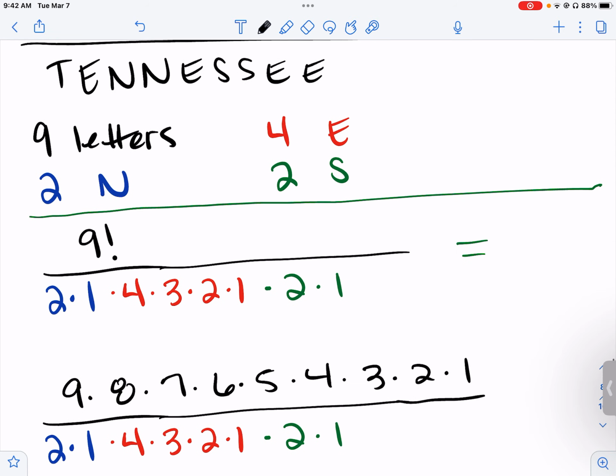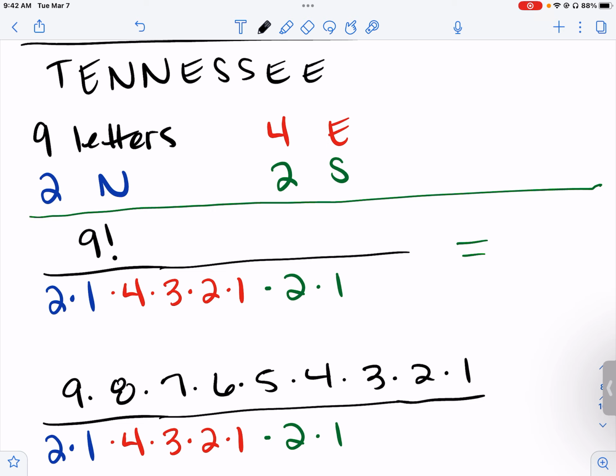Okay, Tennessee is the same. It has some repeats. There's 9 letters, so 9 factorial goes on top. There's 2 n's, so we have 2 times 1 on bottom. There's 4 e's, so we do a 4, 3, 2, 1 for that. There's 2 s's, so we do 2 times 1 for that.